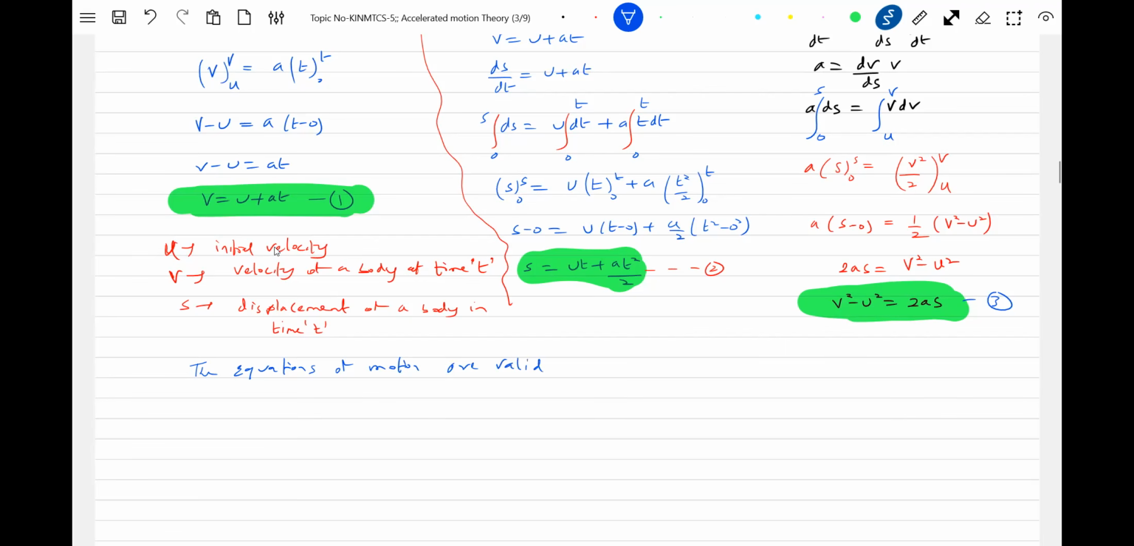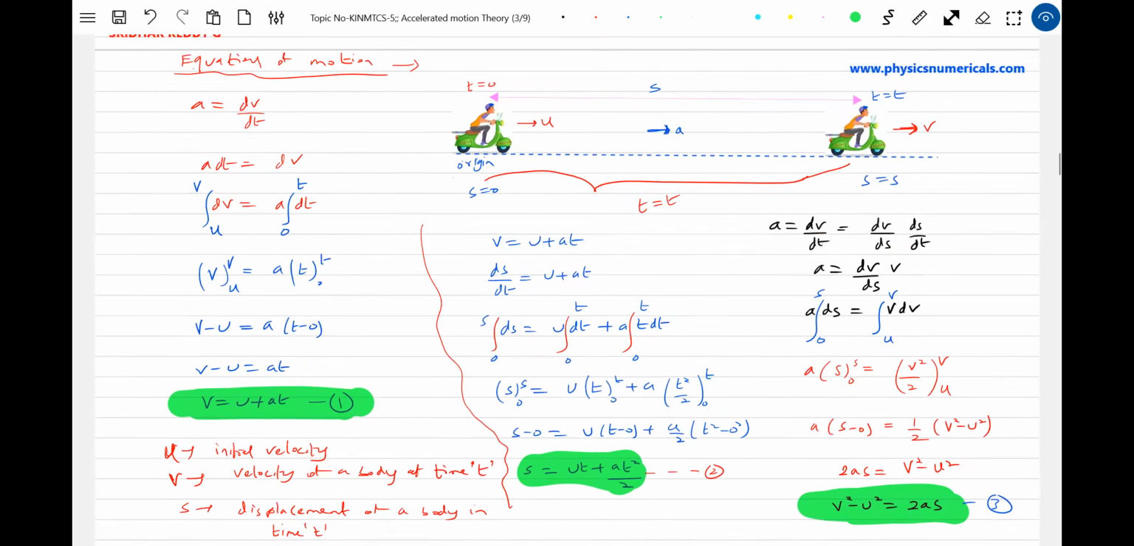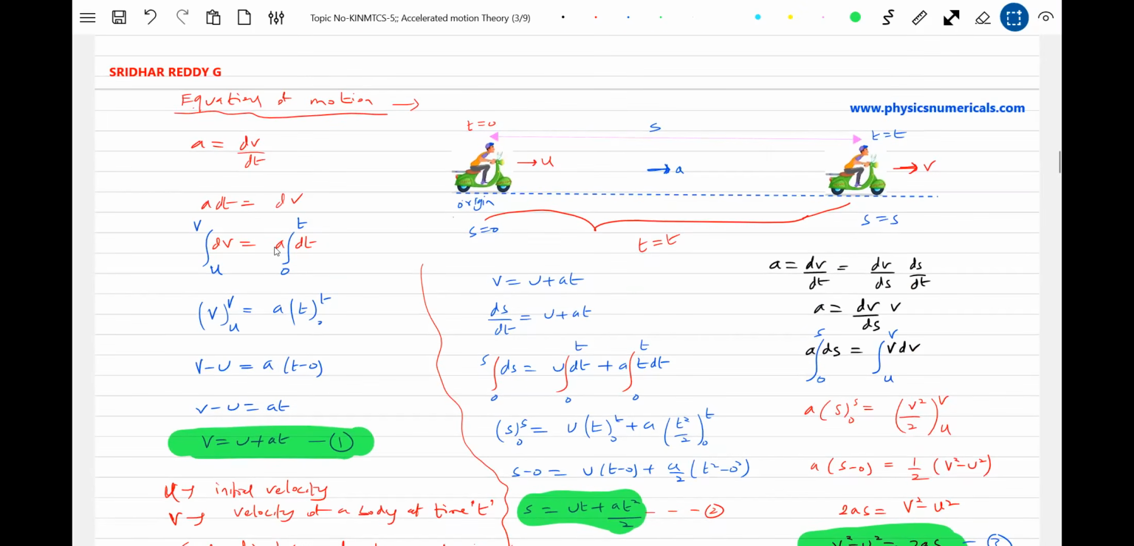So the equations of motion are valid only when acceleration remains constant. Okay, there's a strict condition because these equations are derived only when that acceleration remains constant. You can see that we brought that A outside integration. If acceleration is constant only, then only we end up with an equation of this kind. This is for accelerated motion. What happens if there's a retardation? I think the same equations, you need not bother much.